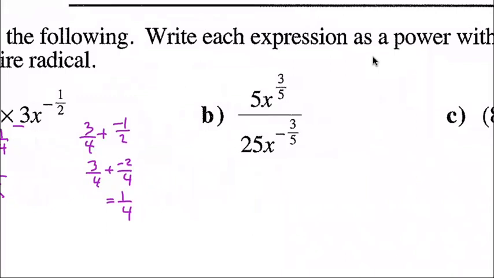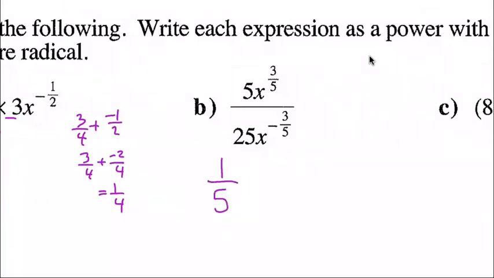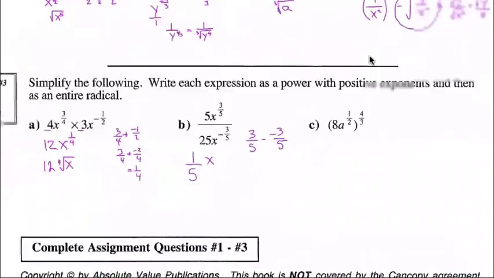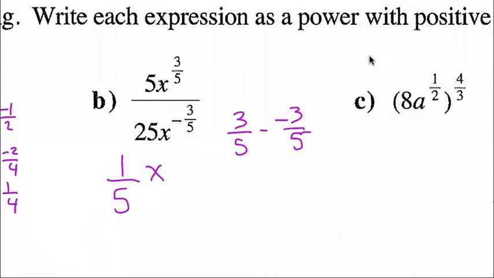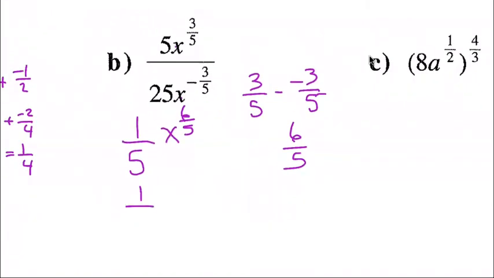Question B, 5x to the power of 3 over 5 divided by 25x to the power of -3 over 5. So I'm going to simplify my coefficients. 5 divided by 25 is 1 over 5. And then I have x to the power of 3 over 5 minus a -3 over 5. Because when we have the same base, we're dividing, we subtract. Minus a minus is a plus, so this is 6 over 5. And then as a radical, 1 over 5, 5th root of x to the power of 6.